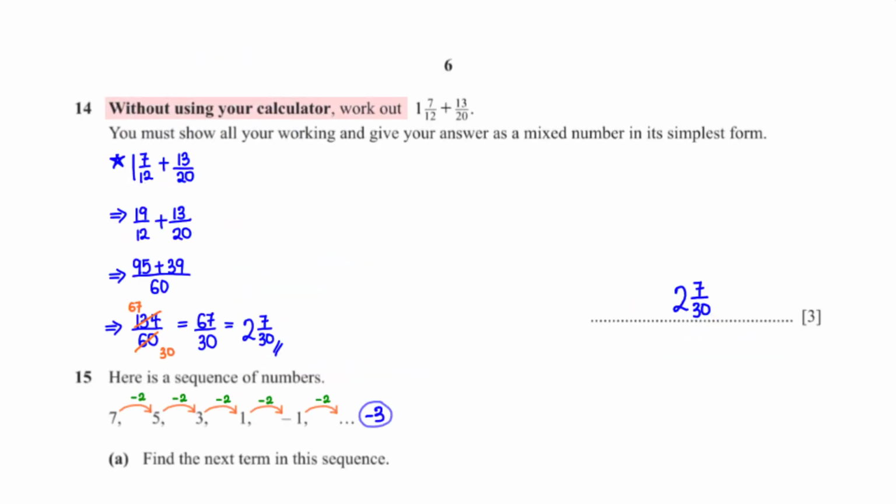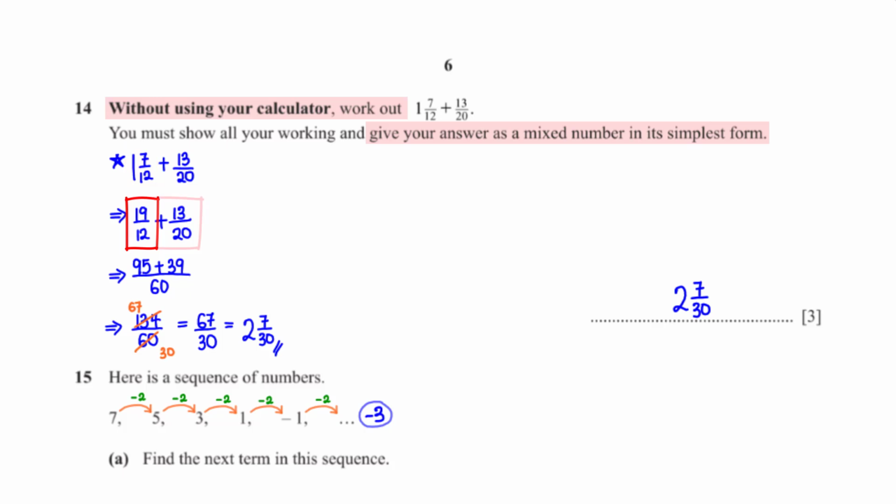Without using your calculator, work out 1 7/12 plus 13/20. You must show all your working and give your answer as a mixed number in its simplest form. First, we convert the mixed fraction into an improper fraction. So for 1 7/12, we have 12 times 1, which is 12, 12 plus 7, which is 19, divided by 12.